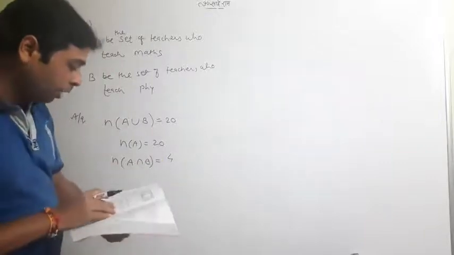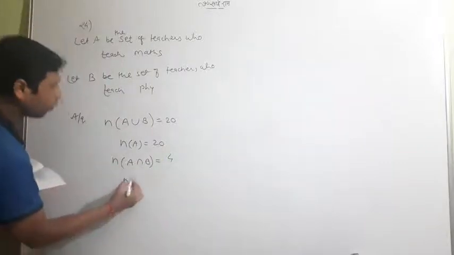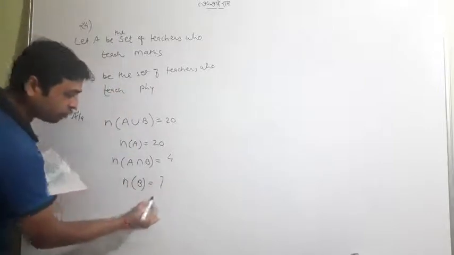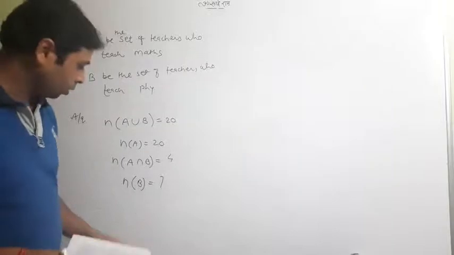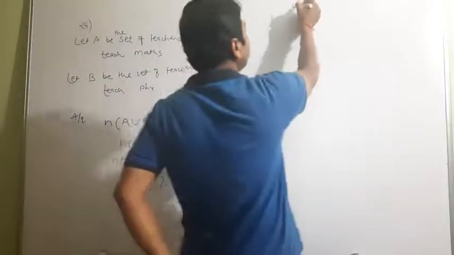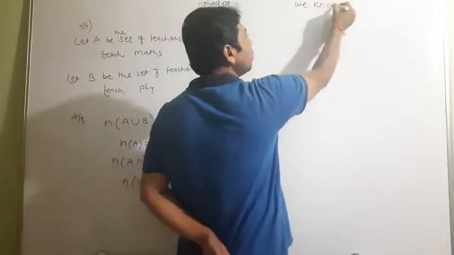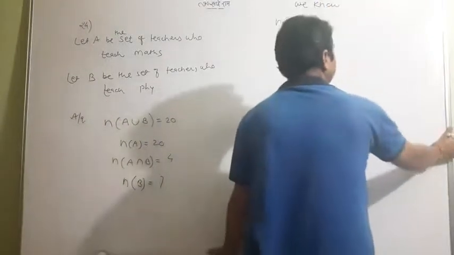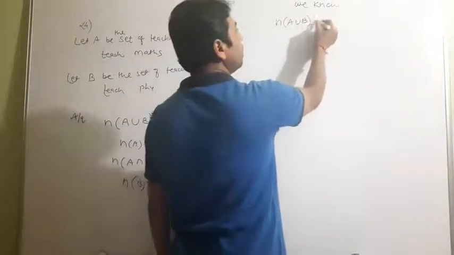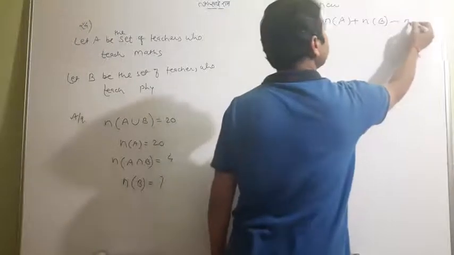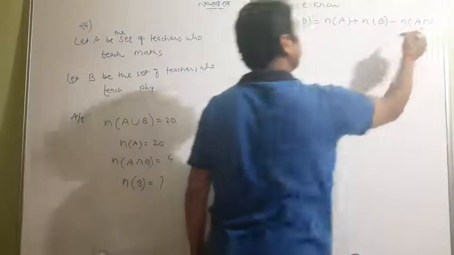And what are we asked here? How many teach physics? For physics we assumed it is B, so we just have to find N of B. Don't go far, we will only write a very usual formula. We know that N of A union B is equal to N of A plus N of B minus N of A intersection B.